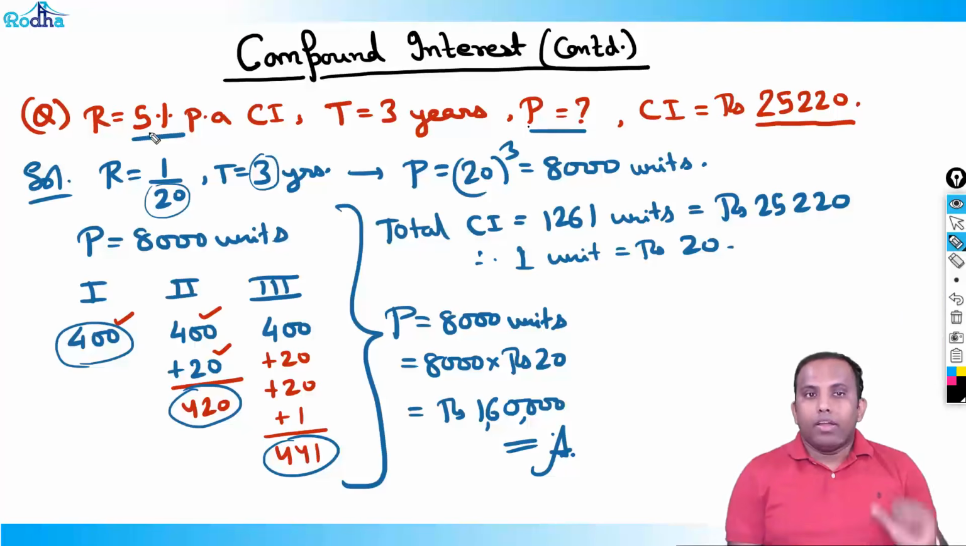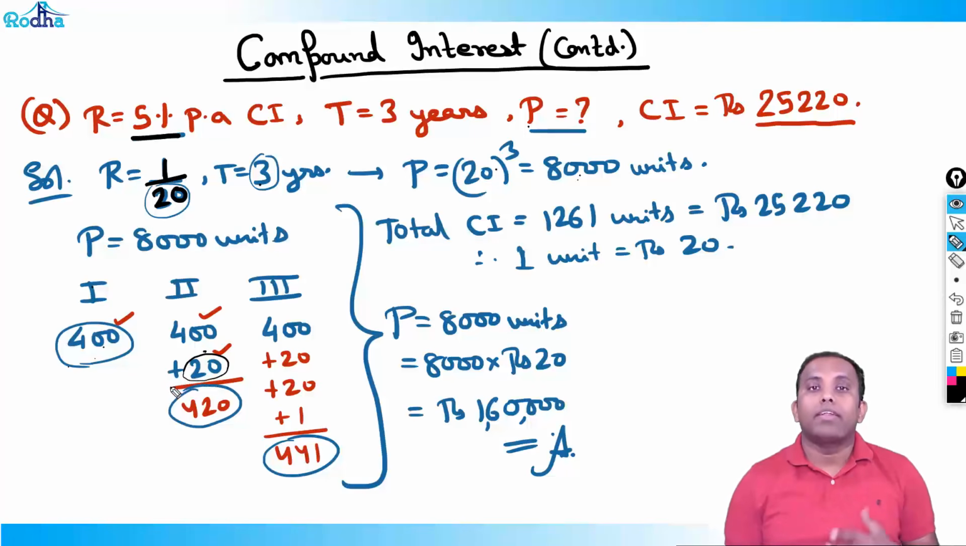See here, our data is assumed such that the rate percent was 5%, which means it is 1 by 20. So we assume the principal to be 20 cube. And what is the interest for the first year? It is 1 by 20 of 8,000, that is 400. And what is this 20? This 20 is again 1 by 20 of 400. That is 5%, that is interest on interest, right?